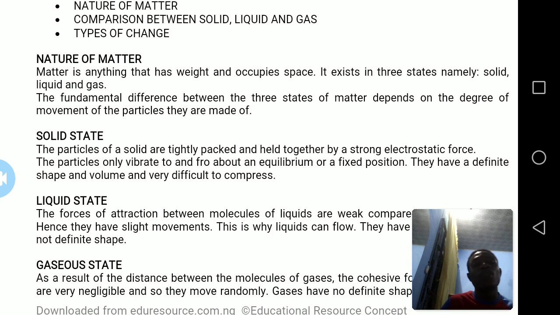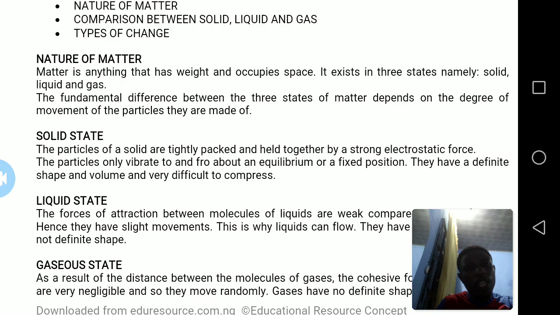So the solid state of matter, like I said, the particles are tightly packed, held together by a strong electrostatic force. Now you see the particles only vibrate to and fro at the same level, right? What it means is that if you should kick your mattress, even the other end of the mattress will be affected. That's what I'm saying here. They have a definite shape and volume, and are very difficult to compress. That is for the solid state.